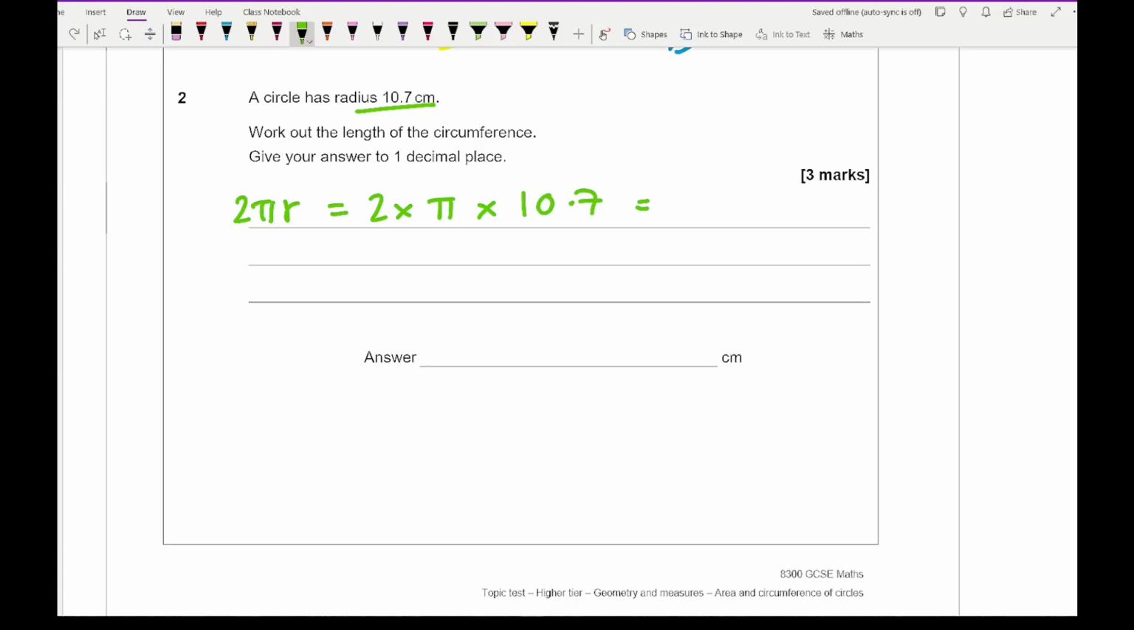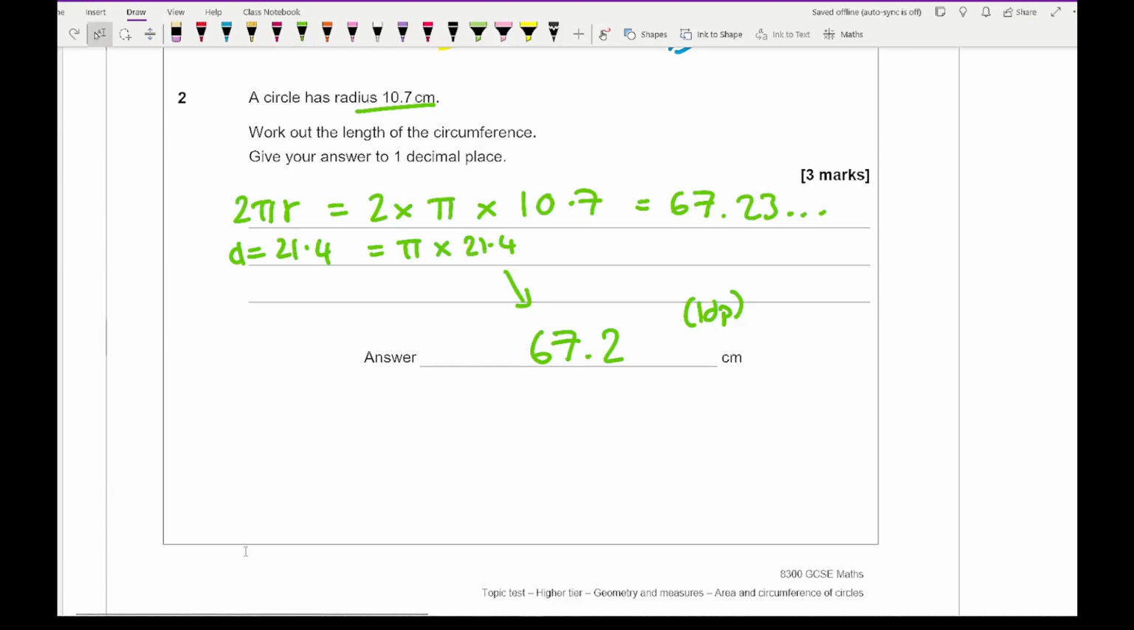10.7, and that gives me an answer of 107 over 5 pi, but as a decimal it's 67.23 and so on, so it's going to be 67.2 centimeters, and that's to 1 decimal place. Alternately, you could have worked out what the diameter is, which is 10.7 times 2, which is 21.4. So it's going to be pi times 21.4, which again still gives me the same answer.